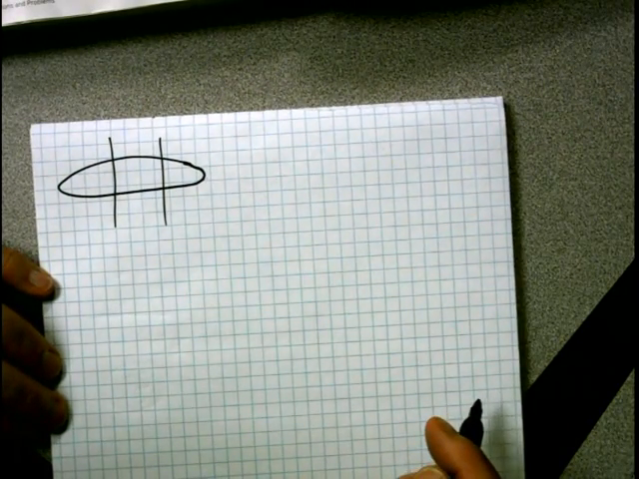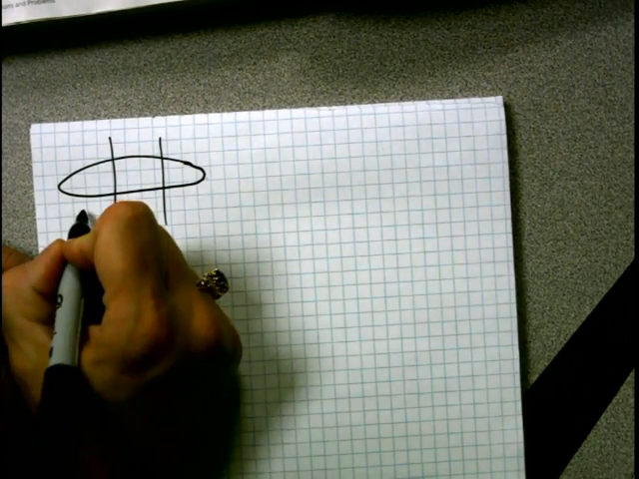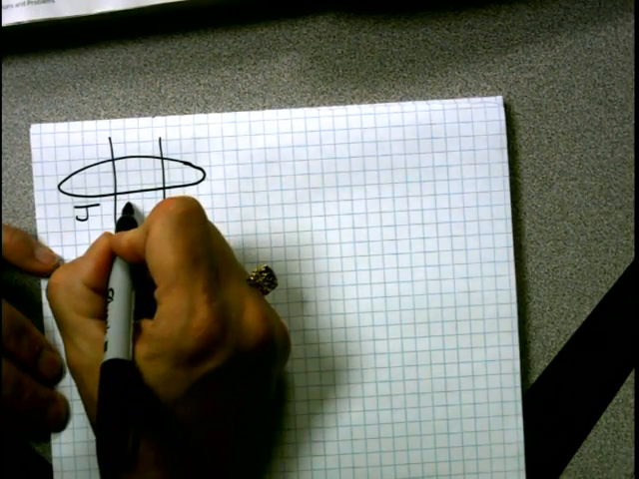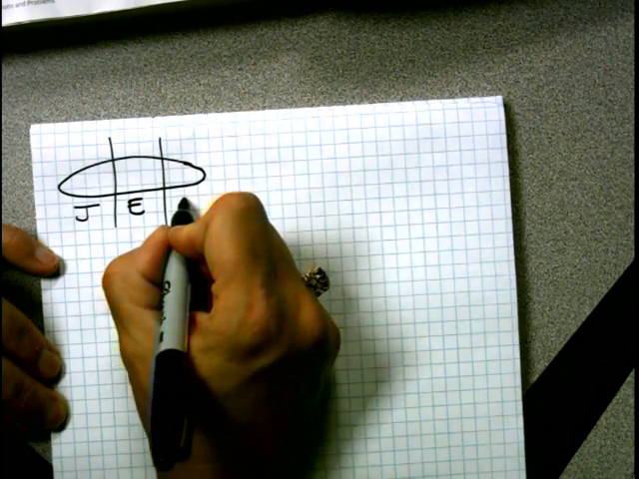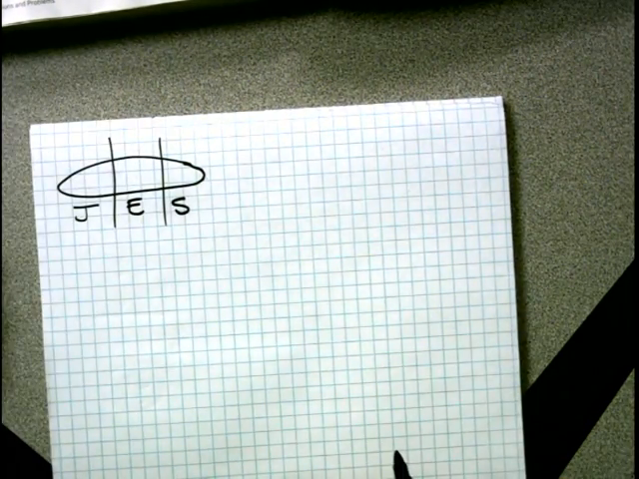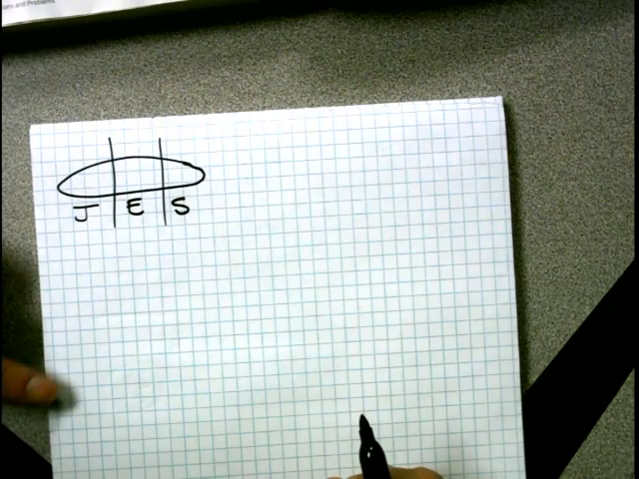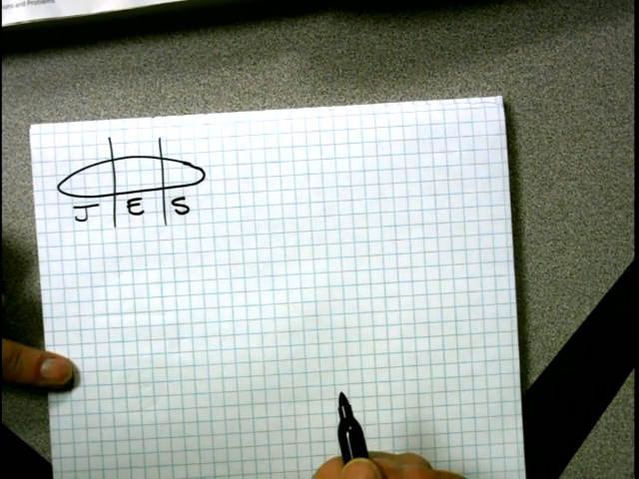Now it says that Jenny, Emma, and Sarah are going to share this sandwich. So we're going to put a J for Jenny, an E for Emma, and an S for Sarah. Notice I didn't take any care about how big to make the pieces or anything like that. I'm just representing 3 different pieces of sandwich.